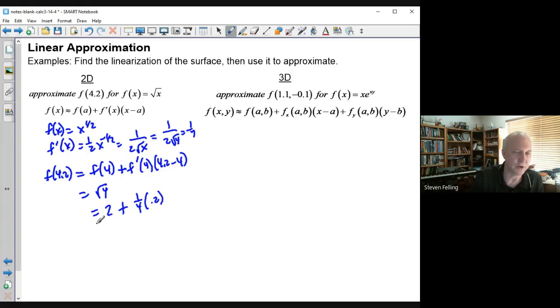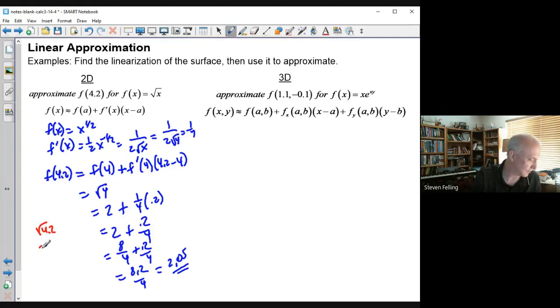So even without a calculator, I might be able to do this. 2 plus 0.2 over 4, right? Which is, what is that? 2 is 8/4, plus 0.2/4, is going to be 8.2/4. And you could do a little division problem. I still think a calculator would probably be better, but you get 2.05, and that's our approximate value. Now, if you actually do the square root of 4.2, it's not exactly 2.05, it's 2.049 something, right? So very close. Anyway, this is the idea of approximation.